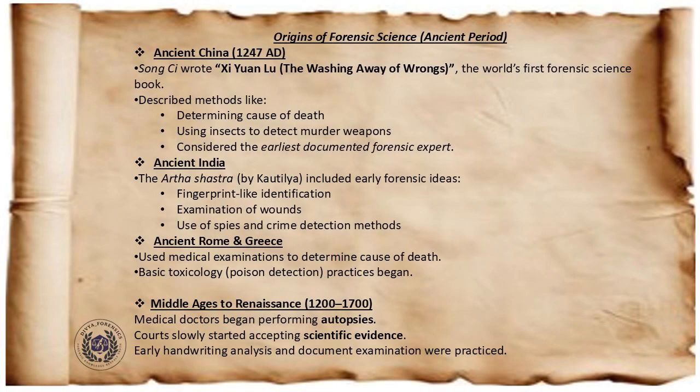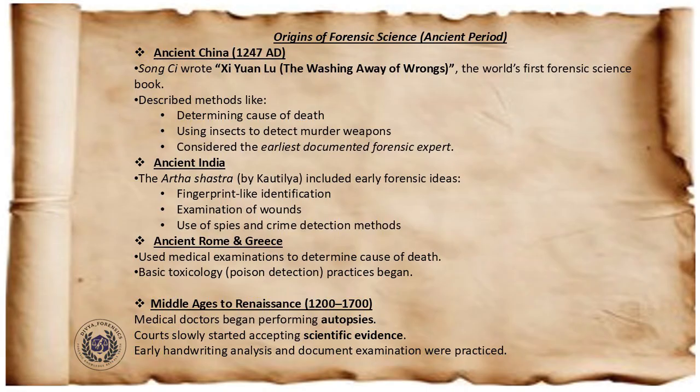Origins of forensic science. In ancient China, Song Shi wrote the world's first forensic science book. He described methods like determining cause of death and using insects to detect murder weapons. In ancient India, the Arthashastra included early forensic ideas like fingerprint-like identification and examination of wounds. And in ancient Rome and Greece, they used early medical examinations and poison detection.